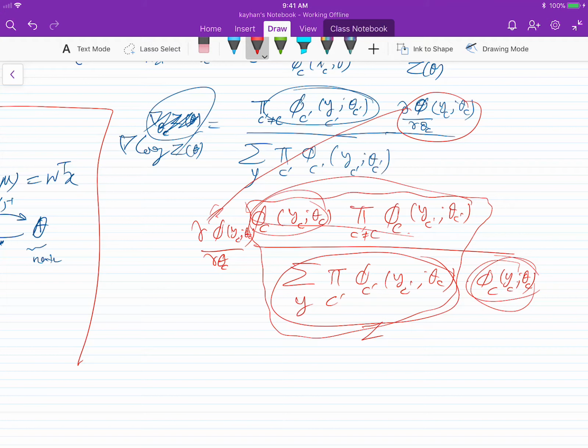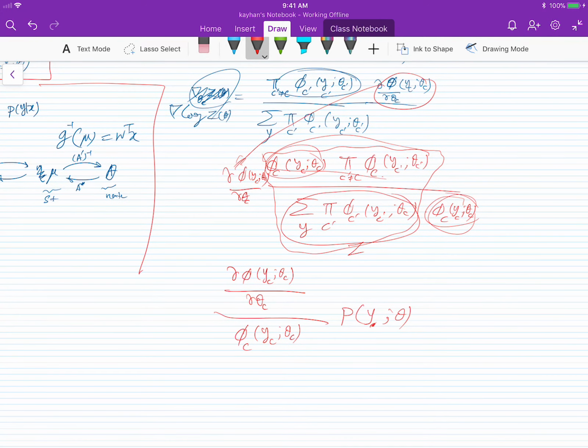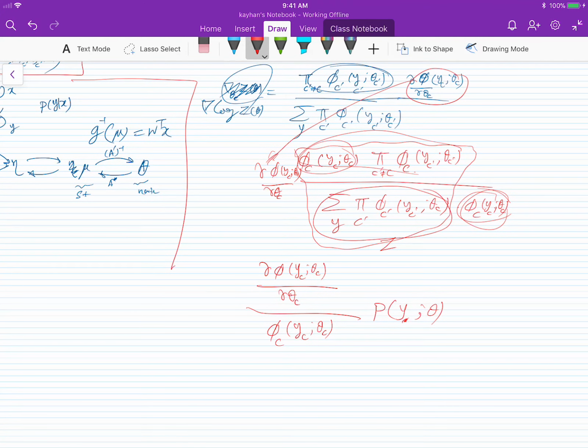All right, so what I get here is the multiplication of the clique term with theta c divided by phi c theta c, times P of y given theta. And there's something that I forgot here: there should be a sum here. Okay, so now, what is this term?